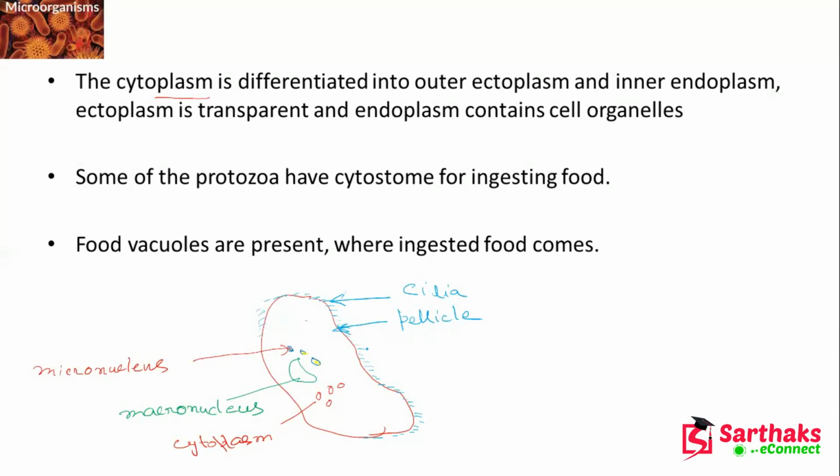And another thing I can say is that there are some food vacuoles also, and an anal pore it has. So generally these are the main things we have. The cytoplasm is differentiated into outer ectoplasm and inner endoplasm. Ectoplasm is transparent and endoplasm contains cell organelles, and some of the protozoa have a cytosome for ingesting food.